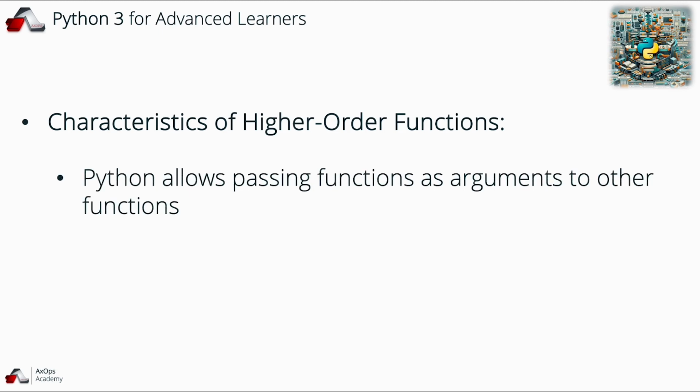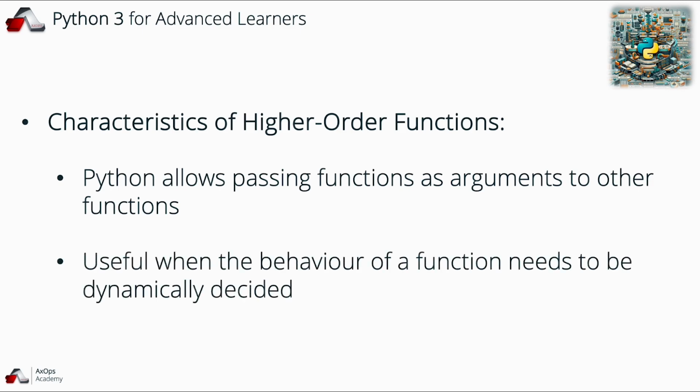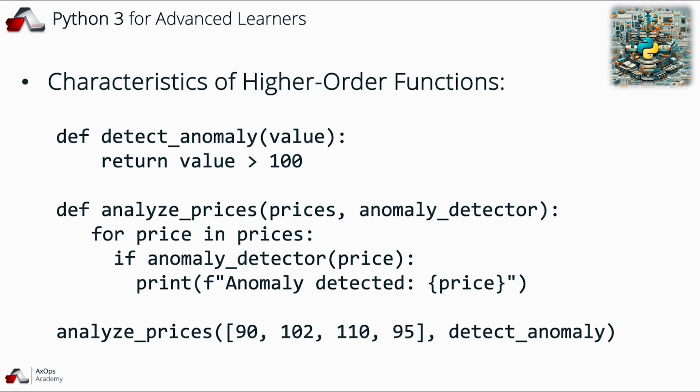Python allows passing functions as arguments to other functions, enhancing the flexibility and reusability of code. This is particularly useful in scenarios where the behavior of a function needs to be dynamically modified or decided upon. Take a look at this example, for instance. We have a function called detect_anomaly that accepts one argument called value. The analyze_prices function accepts two arguments, a price list, as well as a function here referred to as anomaly_detector.